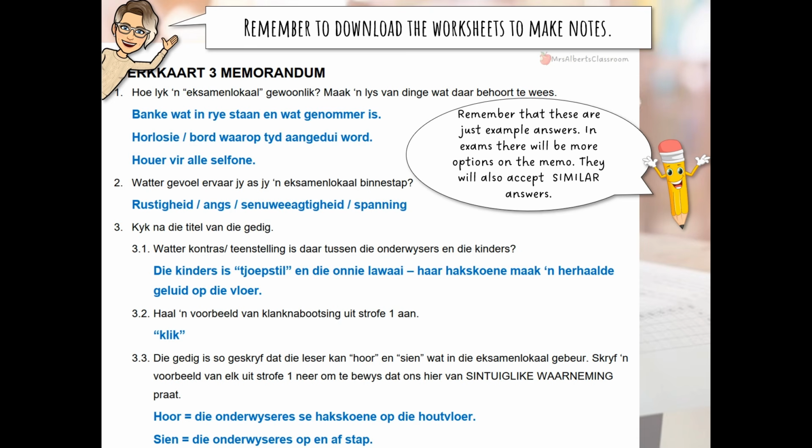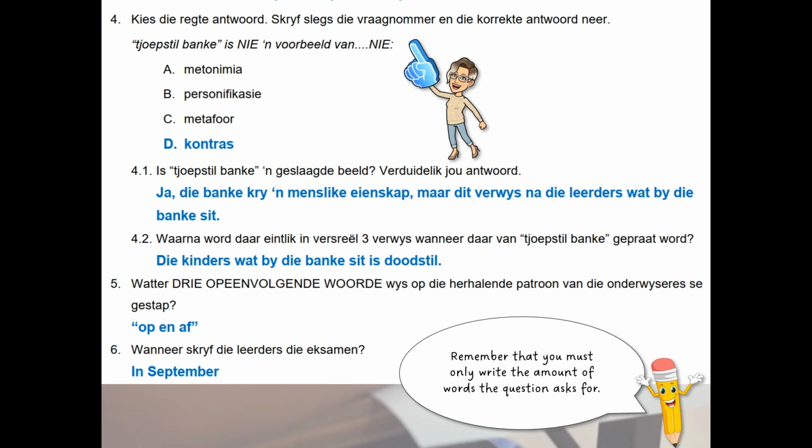Okay, number 4 is a sneaky question. It says choose the correct answer. It says that you have to look at the one that is not an example of whatever they have in the sentence. So be careful. So everything will fit. There will be one that does not fit. So it says choose the correct answer. Choopstil banke is not an example of.